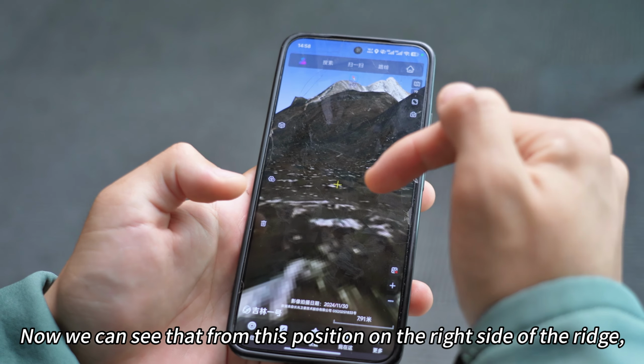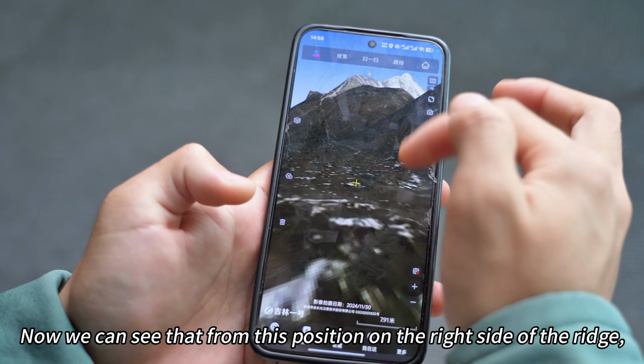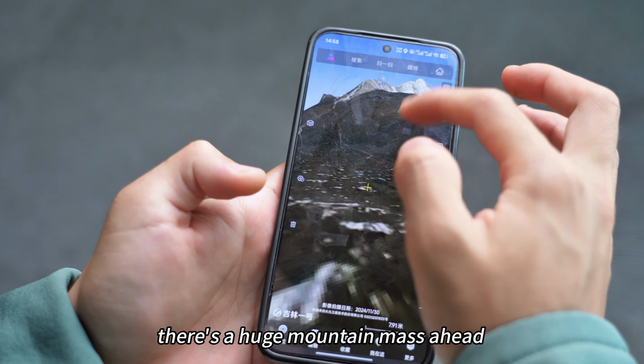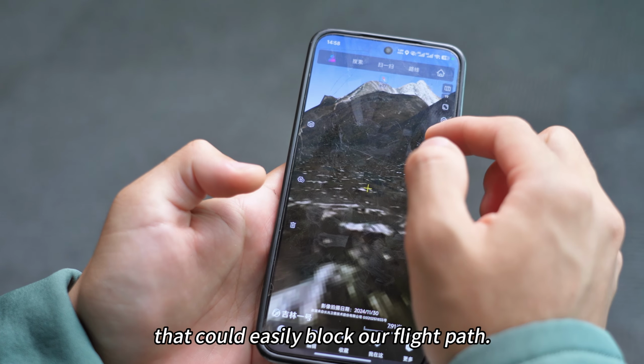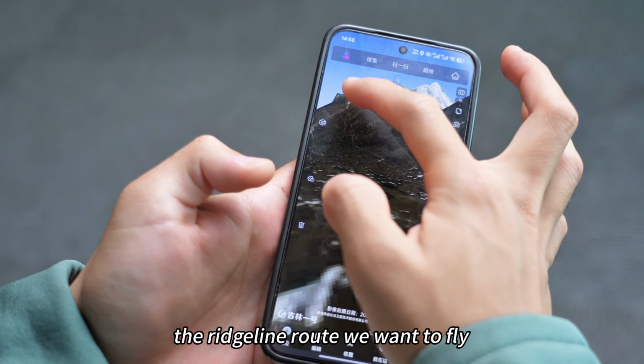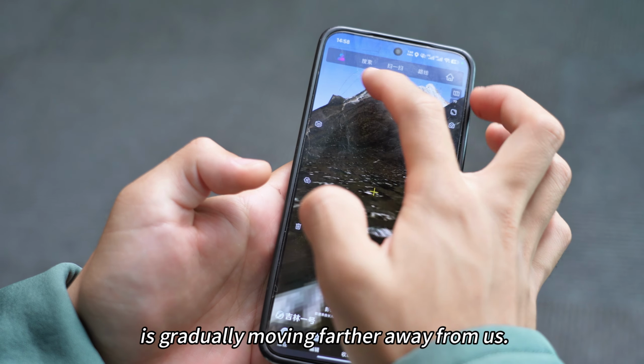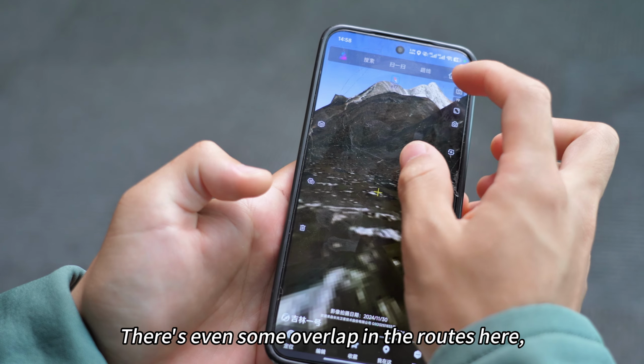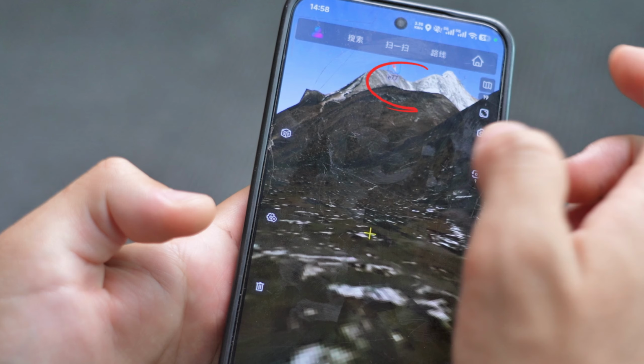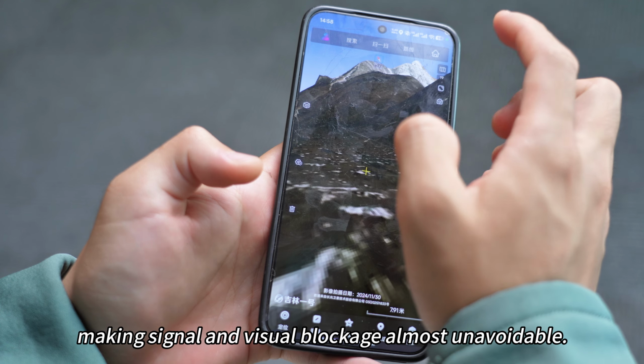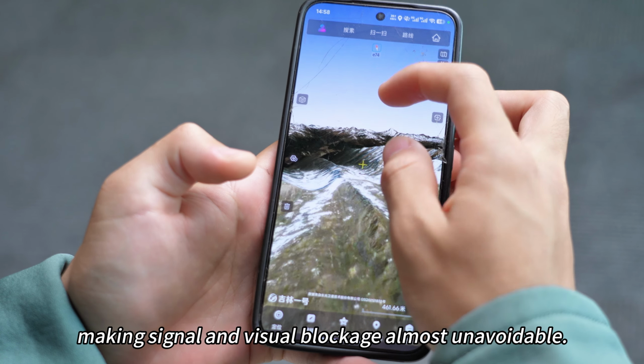Now we can see that from this position on the right side of the ridge, there's a huge mountain mass ahead that could easily block our flight path. On top of that, the ridgeline route we want to fly is gradually moving farther away from us. There's even some overlap in the routes here, making signal and visual blockage almost unavoidable.